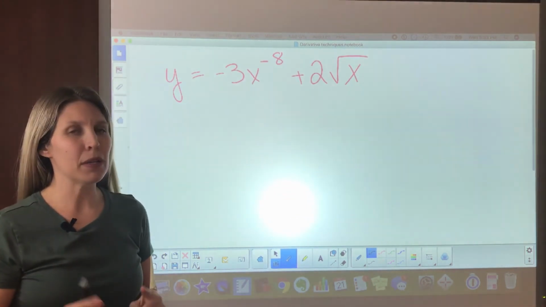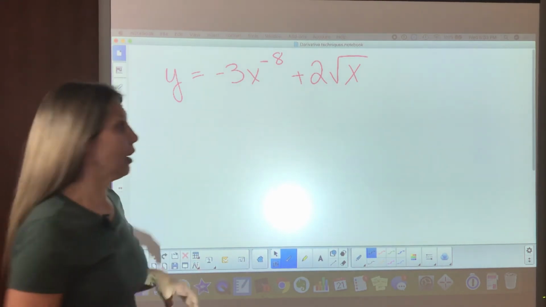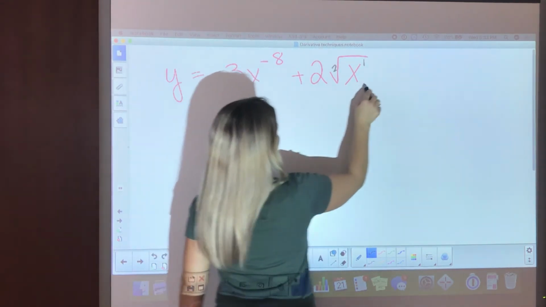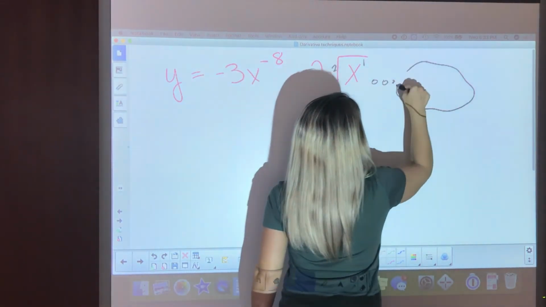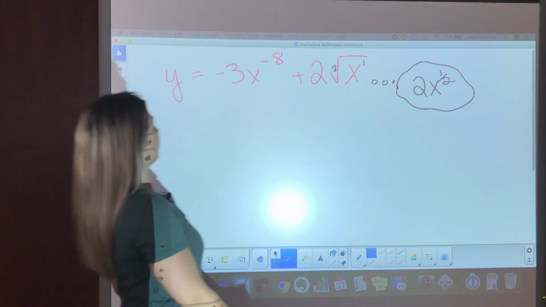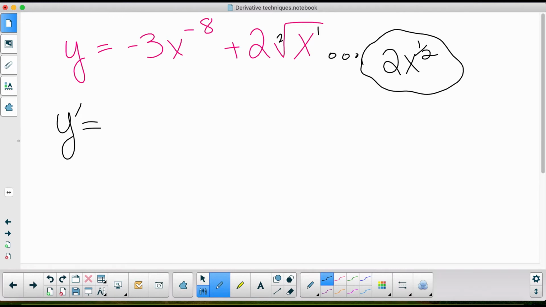Let's try another one that might be a little bit more tricky. If you don't remember, the square root of x really has a 2 in here for the square root and a 1 on that x. So this piece right here is actually written as 2 times x to the 1/2. So when we go to write the derivative, y prime equals, so now we take our negative 8 times our negative 3, 24x to the negative 9 power plus 2.